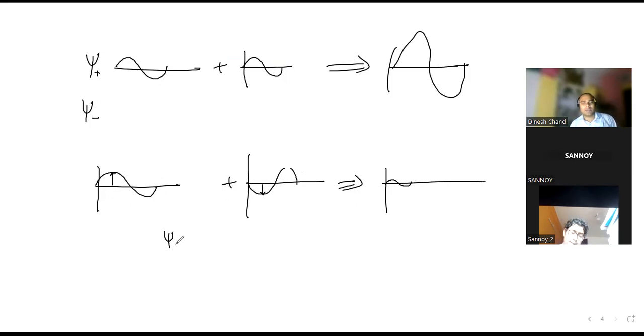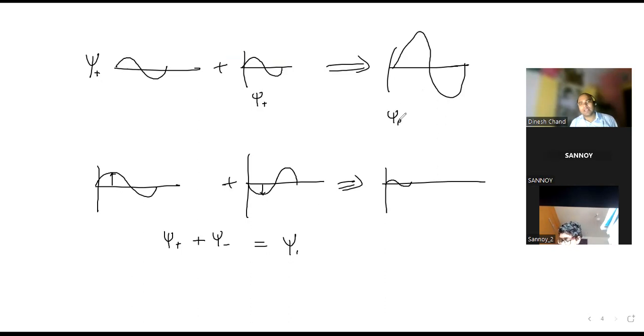Here is psi plus, here is psi minus. So it will be that psi. Whatever is forming, the amplitude will be less. And in this case, here is psi plus, and here is psi also plus. So both will be psi A plus psi B. The resulting wave will be psi A plus psi B.